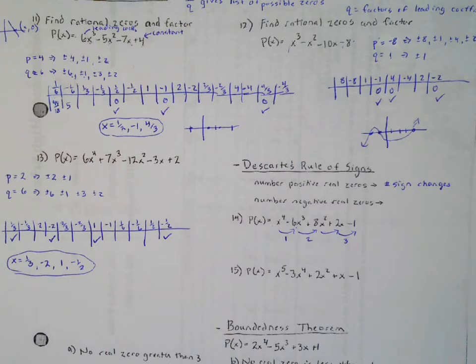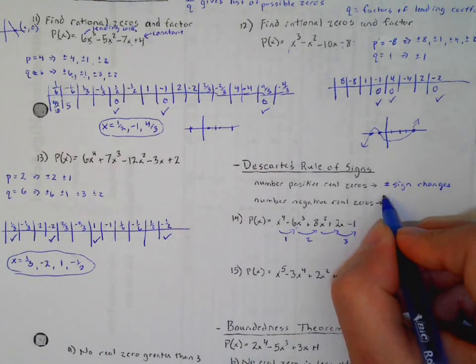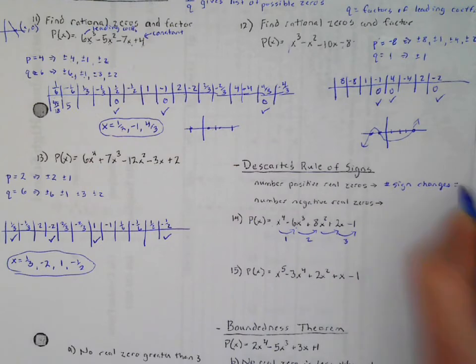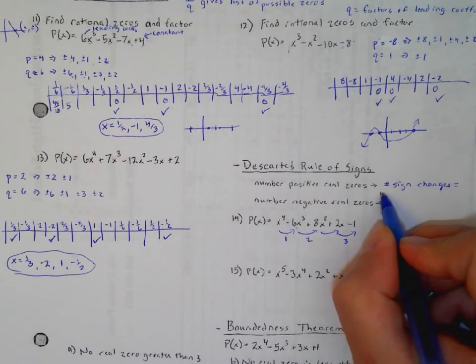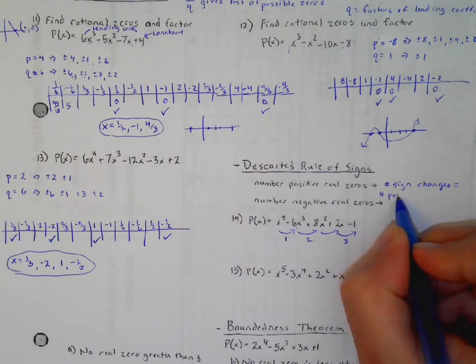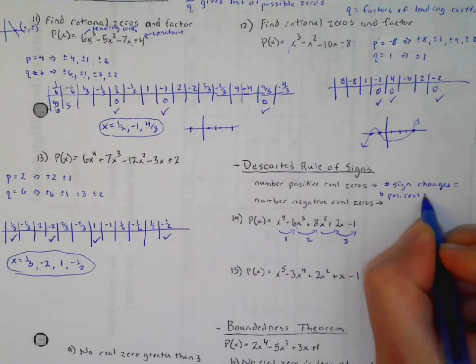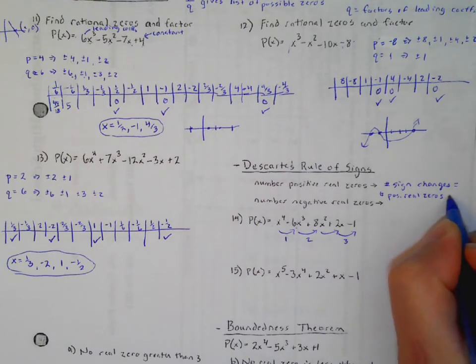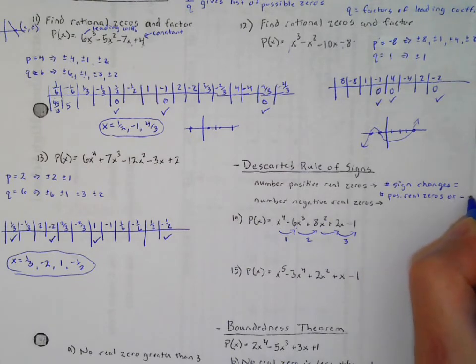Okay, so he said that the number of sign changes equals the number of positive real zeros, or minus an even number.